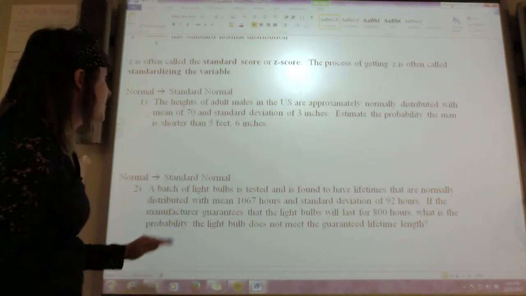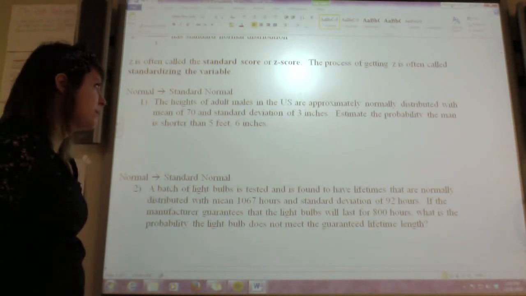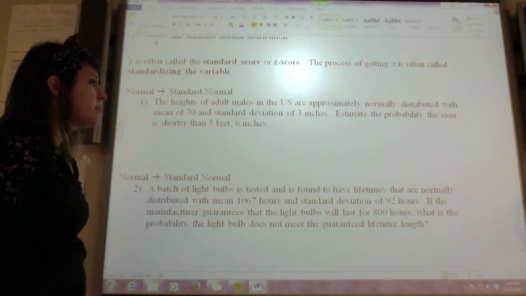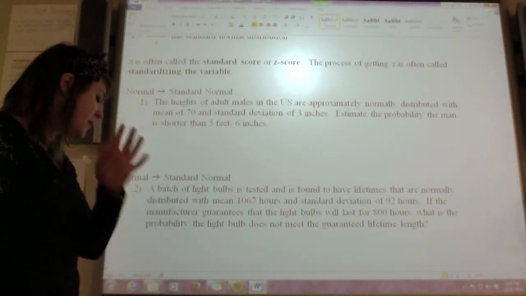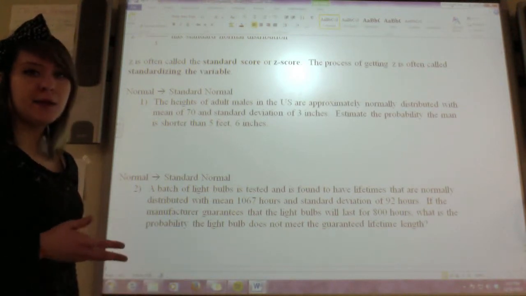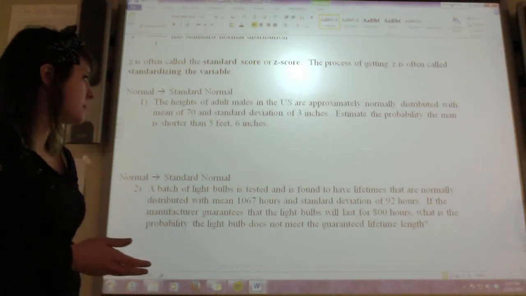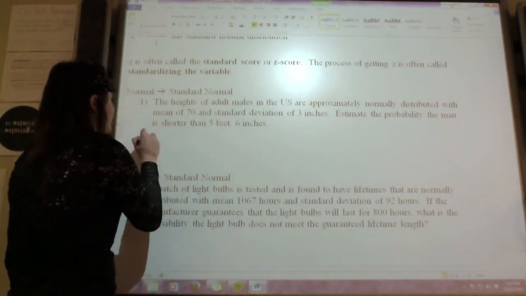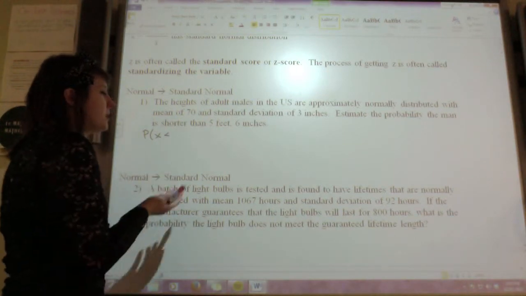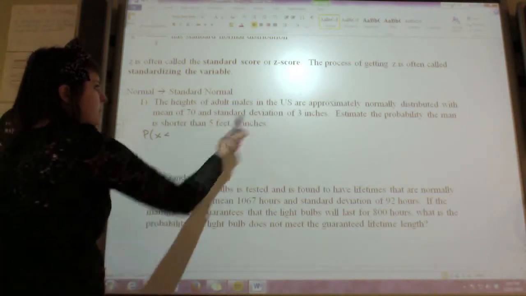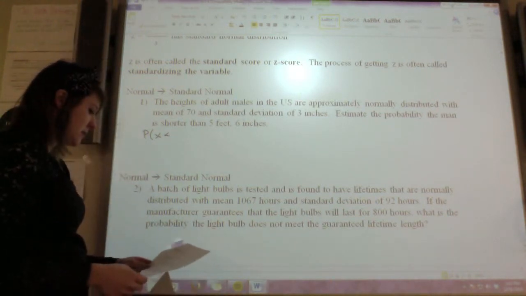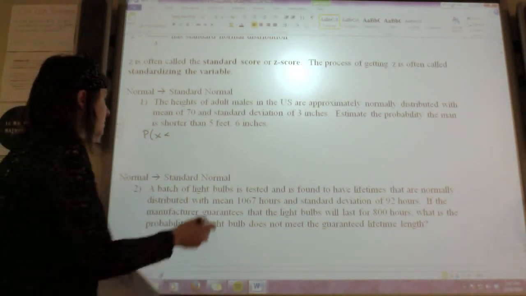So the heights of adult males in the U.S. are approximately normally distributed with a mean of 70 and a standard deviation of 3 inches. Estimate the probability of a man shorter than 5 feet 6 inches. So I want to think about a guy being shorter than 5 foot 6 inches. So I'm looking for the probability that x is less than, and I'm going to turn this into inches because 70 and 3 are both in inches. So 5 foot 6, that's going to be 66 inches.